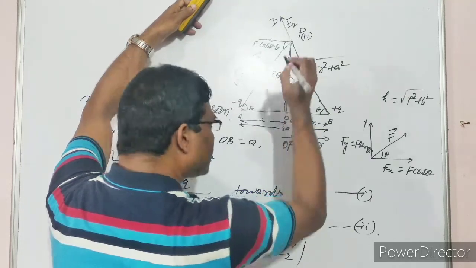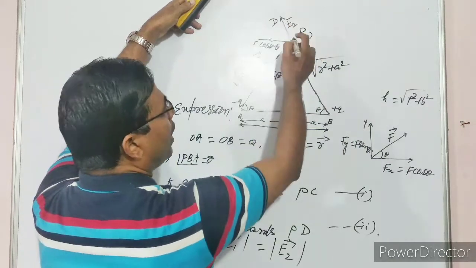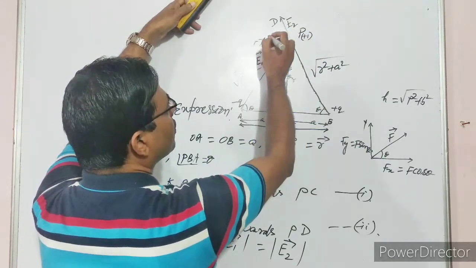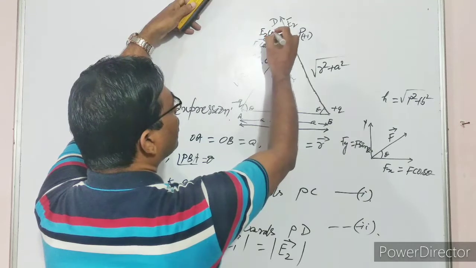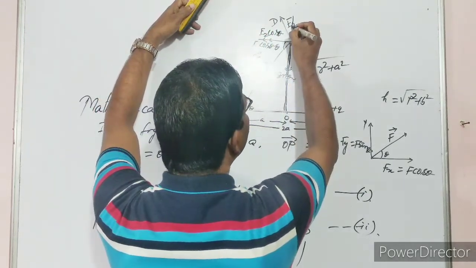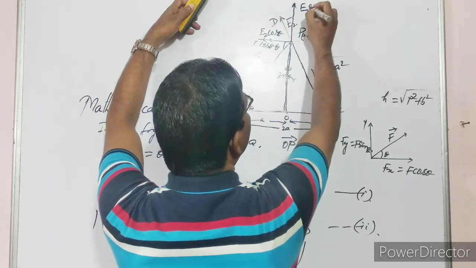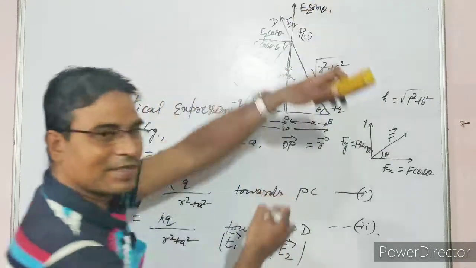Clearly understood? Similarly, due to this charge, the electric field is E2, and E2 is resolved into E2 cos theta, and this one, if you draw this line, is E2 sin theta. What are you observing now? Very interesting.